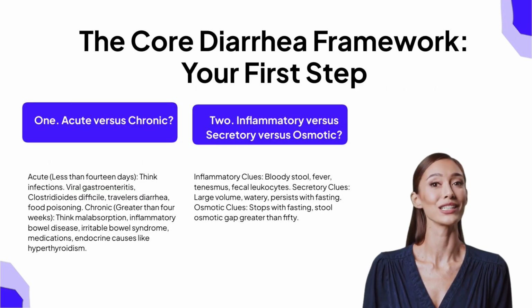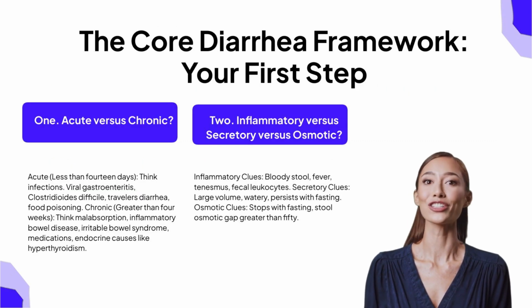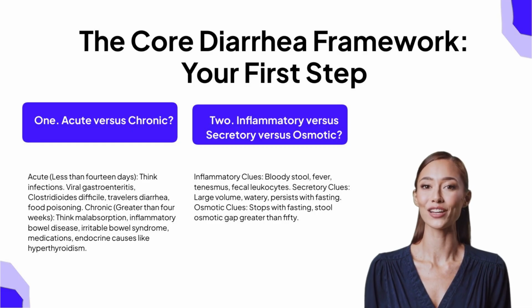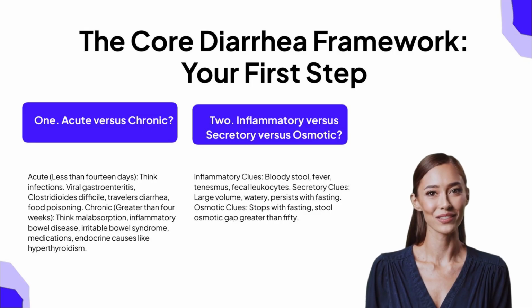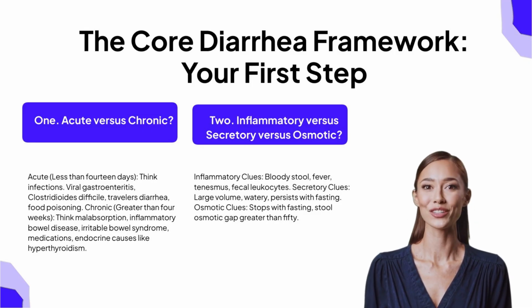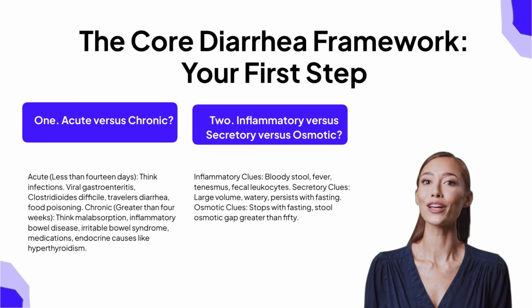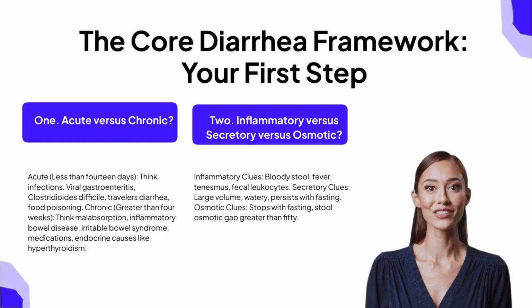Here is your first framework, and this is absolutely critical. When you see a diarrhea question, your brain should immediately ask two questions. First, is this acute or chronic? Acute means less than 14 days and screams infection. Chronic means greater than 4 weeks and makes you think about malabsorption, inflammatory bowel disease, or functional disorders. Second, what is the mechanism? Is it inflammatory with blood and fever? Is it secretory with large volumes that persist with fasting? Or is it osmotic and stops when the patient fasts? These distinctions will be in your answer choices, so knowing this framework eliminates wrong answers immediately.